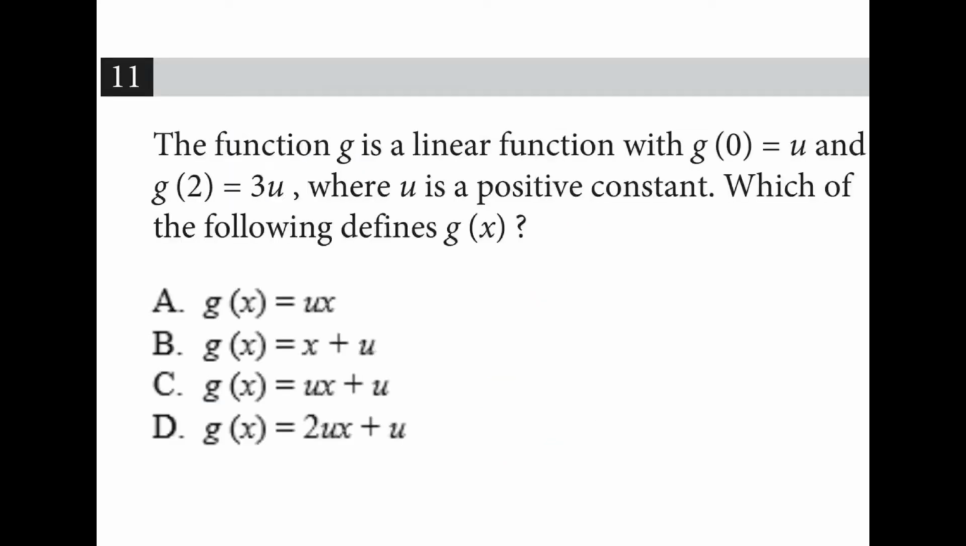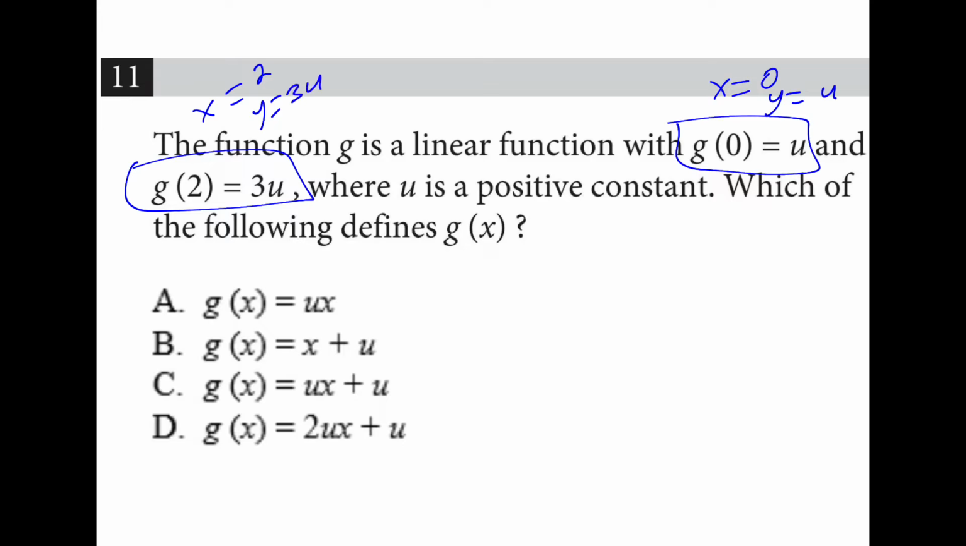So these are my two functions, or results rather, where if you plug in x equals 0, then y is equal to u, and x equals 2, y is equal to 3u. If I try plugging those in and testing with the different answer choices, plugging in a 0 here gives me absolutely nothing, so that doesn't work.